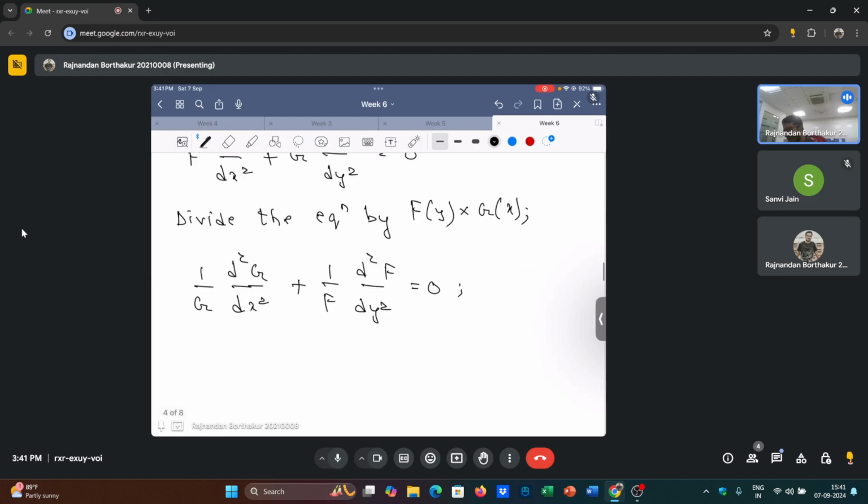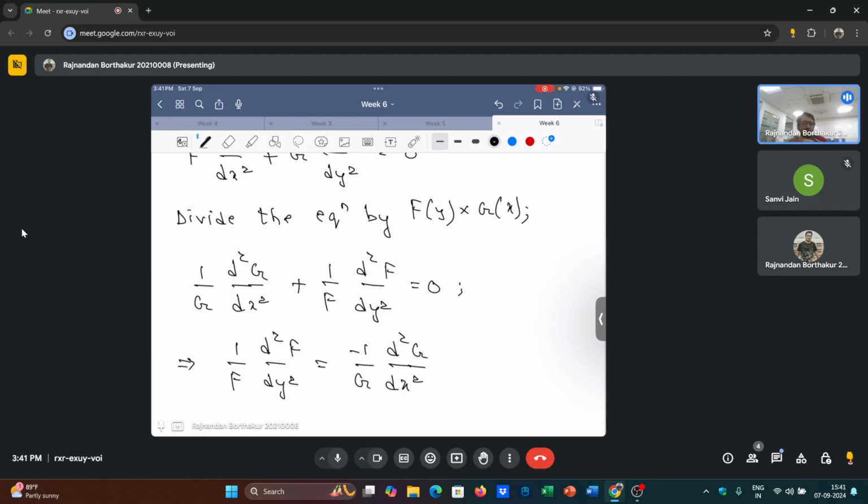Okay, so now we'll do a small trick. We will put this 1 by f times d2f by dy2 on one side, and we'll take this 1 by g times d2g by dx2 on the other side. And you can do the vice versa. You can take the f to the other side and g to this side. This will basically remain the same.